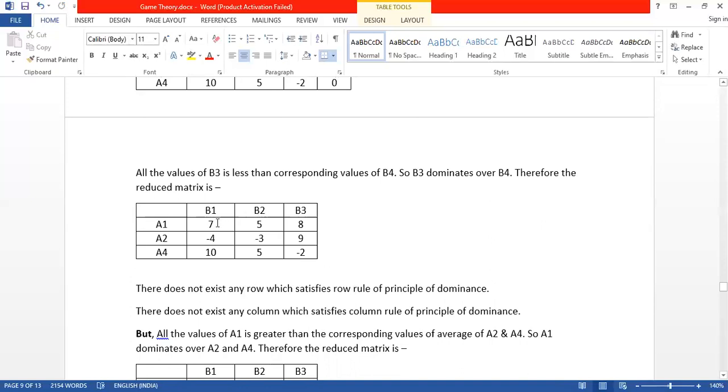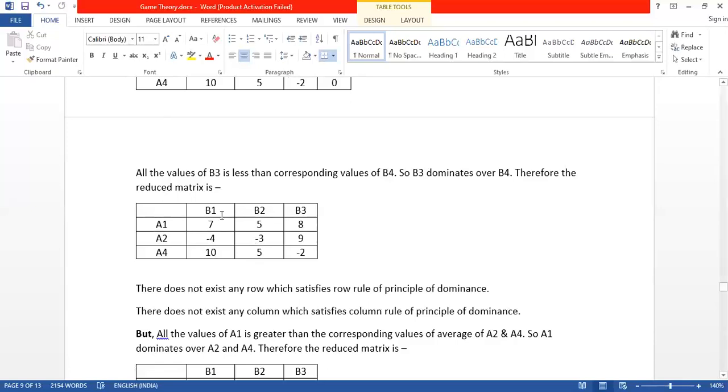Let me check. 7 is greater than minus 4. 5 is greater than minus 3. But 8 is less than 9. That means A1, A2 could not satisfy the condition. Let me compare A1 and A4. 7 less than 10, 5 equals 5, but 8 greater than minus 2. So again, A1 and A4 cannot form the condition. A2, A4: minus 4 less than 10, minus 3 less than 5, but 9 greater than minus 2. So there does not exist any row which can dominate over another.